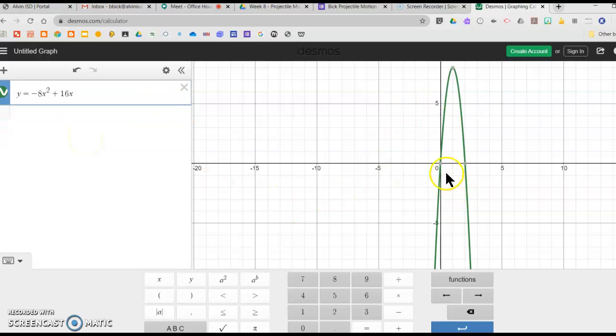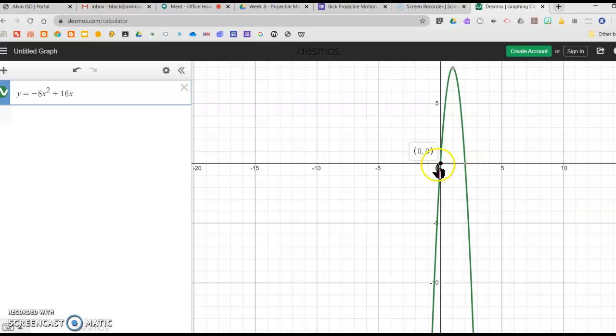Now, in looking at this, here are my zeros. This is where he took off. This is where he landed. So that's our 2 seconds. That was letter A. If we look at our vertex, this gives us B and C. You just have to make sure you're answering the correct question. So the x value is time, and the y value is height. In this case, B was asking about the height, which is the 8 feet, and C was asking about the time, and that was the 1 second.